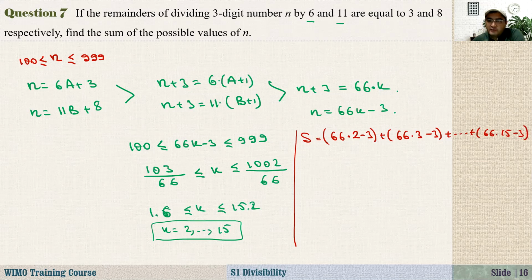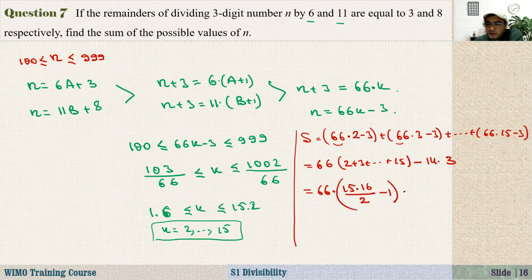Okay. So now the first part, the 66 is a common factor. Just take this out, and inside the parentheses here we have 2 plus 3 plus until 15, minus, and here we have 3's, how many? 14. So here we have 14 3's. The first part is 66 times the sum of the natural numbers, but excluding 1. So that's equal to 15 times 16 over 2 minus 1. And here we have 3 times 14, which is equal to 42.